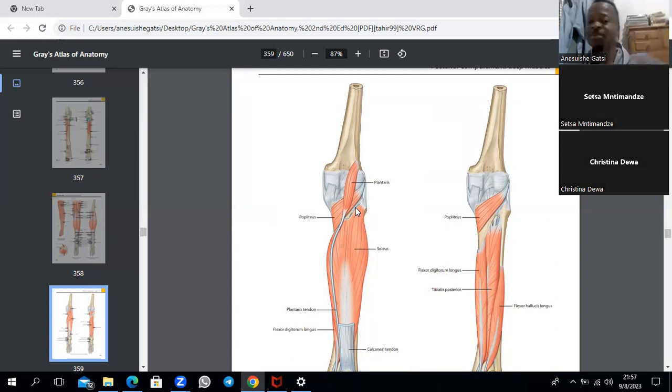Quite simple, eh? But above that soleal line, there's a muscle that sits directly above it. Now that's the muscle that I said I'll just include in this talk. It's called popliteus here.